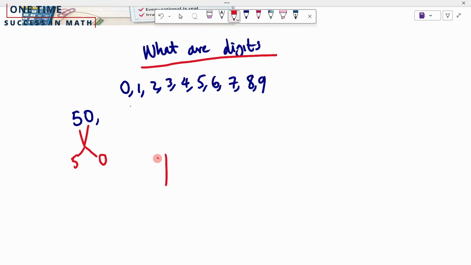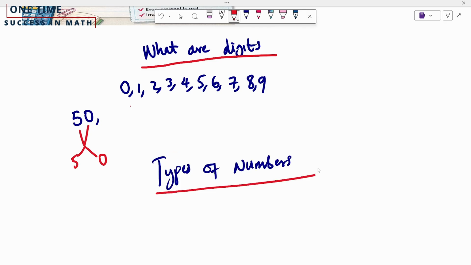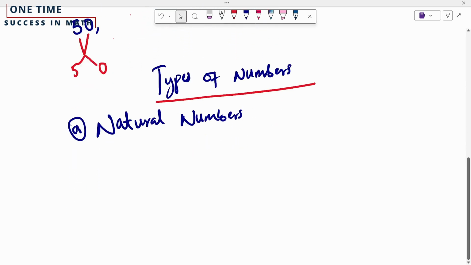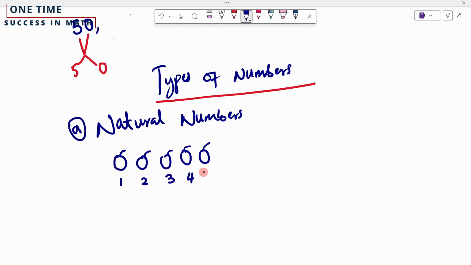Now, what are the types of numbers that we have? Numbers are organized into groups. Each group has its own behavior. The first type of number we're going to look at are what we call natural numbers. These are numbers that we use in counting. When you want to count an item, let's say you have 5, you'll see the child counting 1, 2, 3, 4, 5 to represent the total number of apples given to him to count.